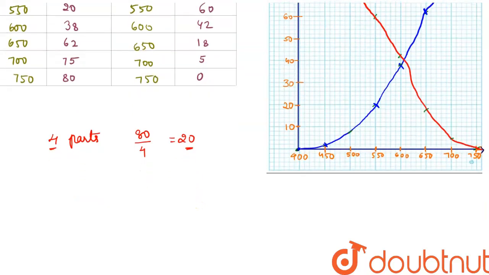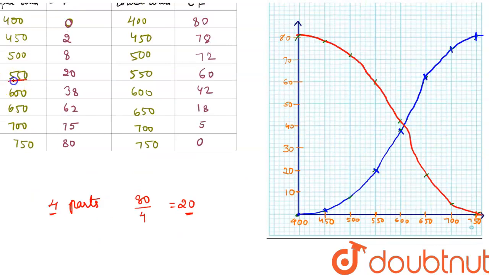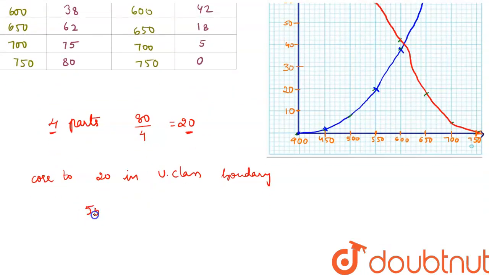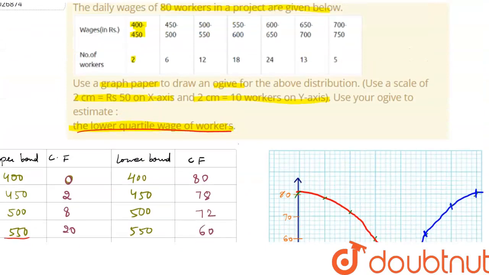So what are we supposed to find? We have to find the value corresponding to 20 on the upper class boundary. What is 20 in the upper class boundary? We get 550. Therefore, 550 is the lower quartile for this distribution. 550 is the lower quartile wage of the workers. This is our answer. Thank you.